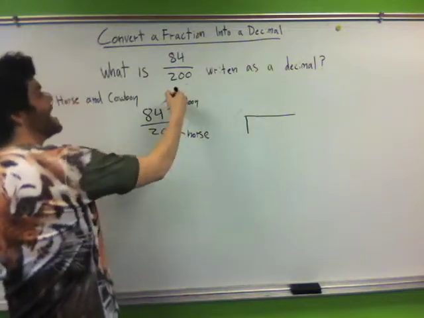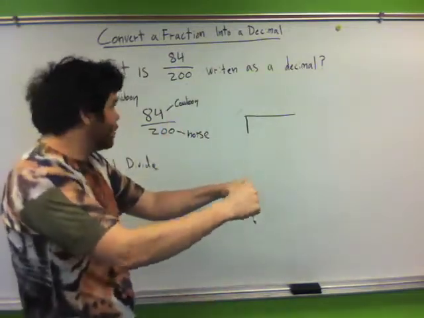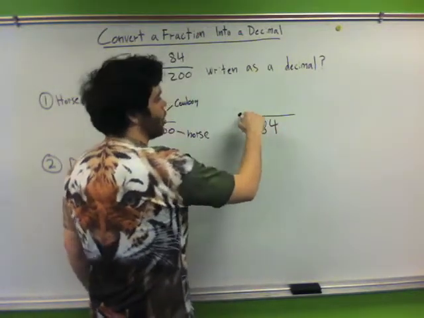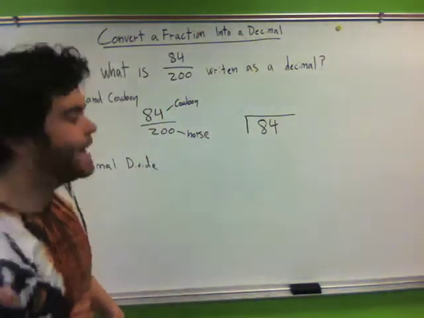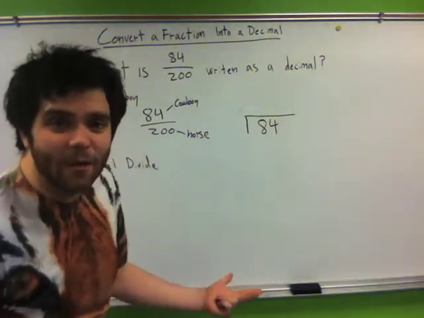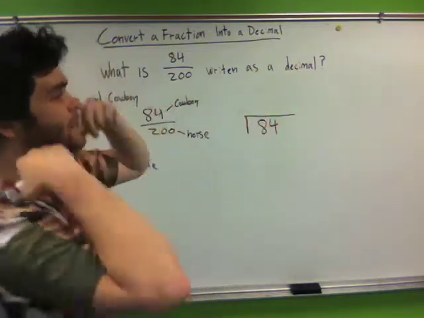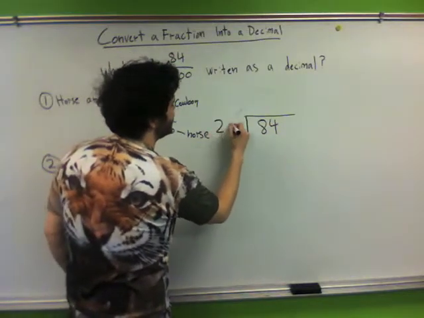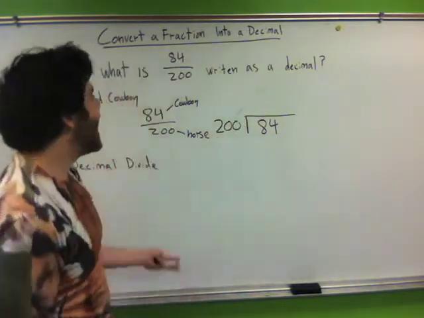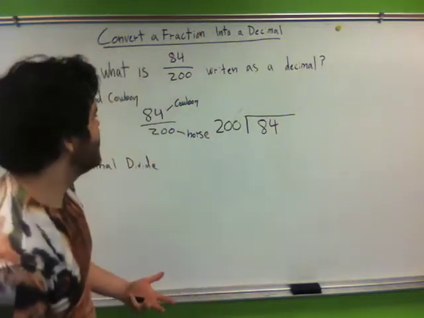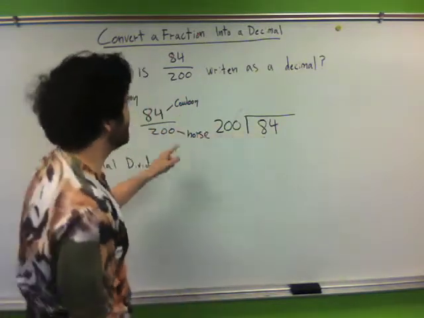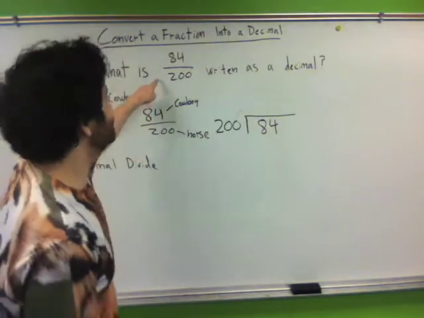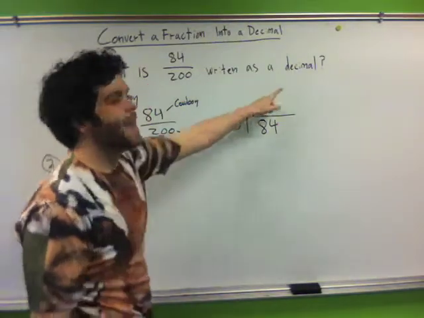So our cowboy, our 84, remember the cowboy is riding the horse, so it's on top. That 84 goes inside our long division bracket. And the horse, well, the horse is going to stay outside. The horse gets chained up or tied up to some kind of pole outside. Horse stays outside. That 200 stays outside. And by learning this story, we have said the cowboy goes inside, the horse goes outside. We've actually set up the correct division that we have to do to turn any fraction into a decimal.